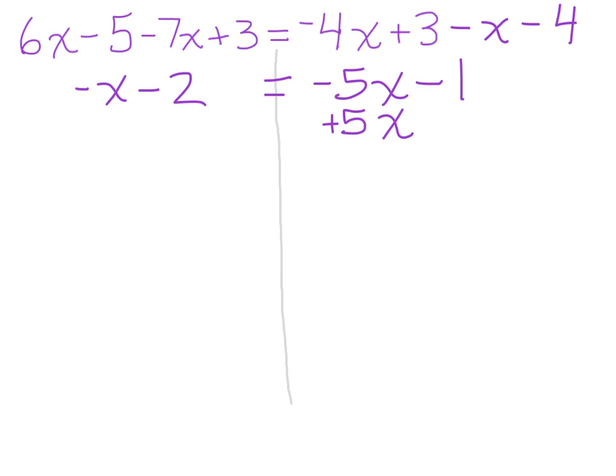When I add the opposite, they cancel, they become a zero pair, and to keep it balanced, I have to add 5x to the other side as well. So on the left-hand side, I have a -x and 5 positive x's. That will leave me with 4 positive x's.